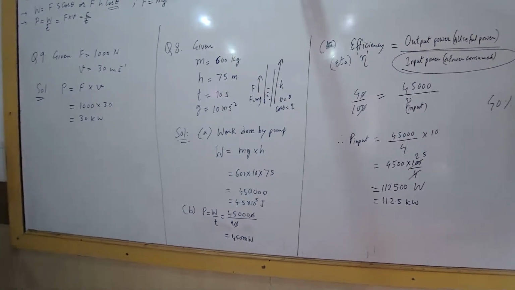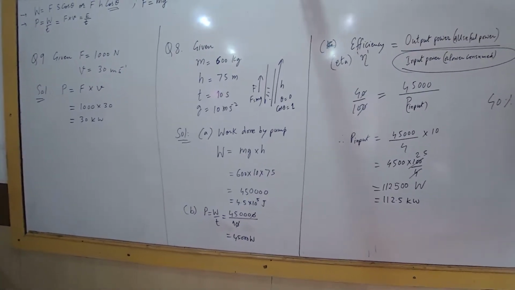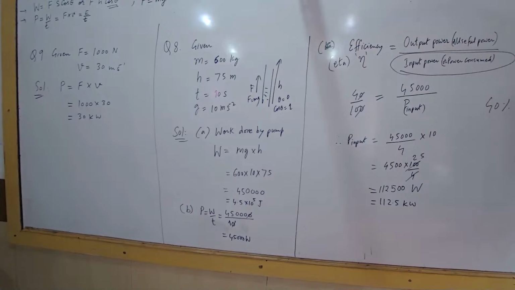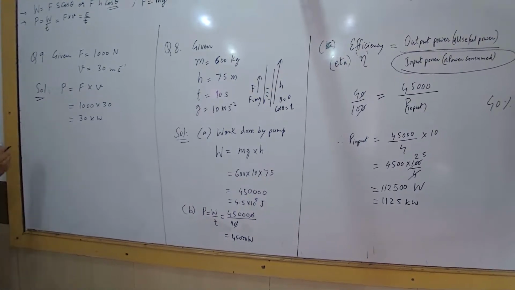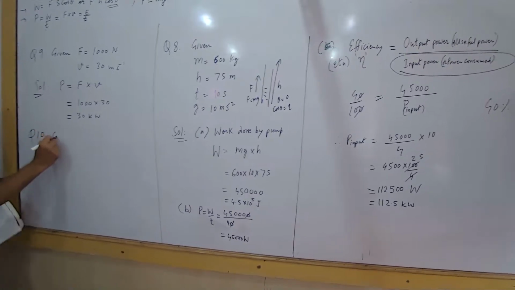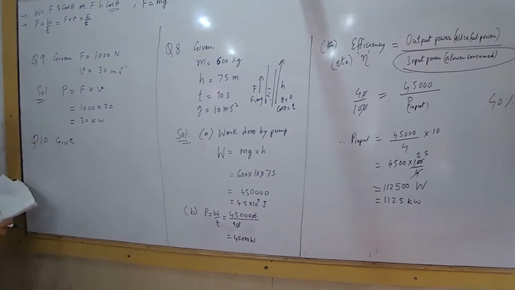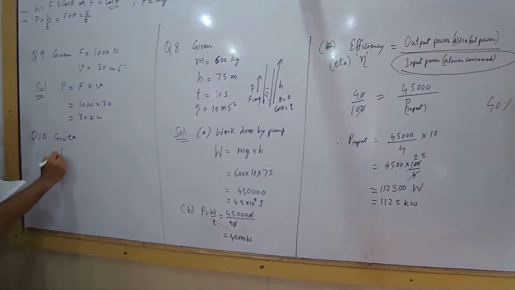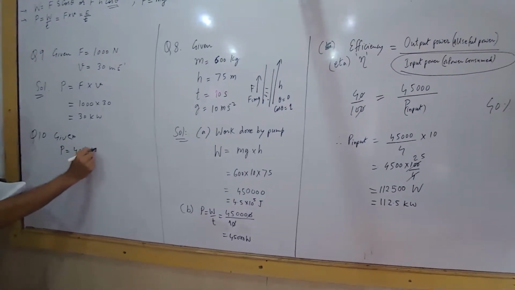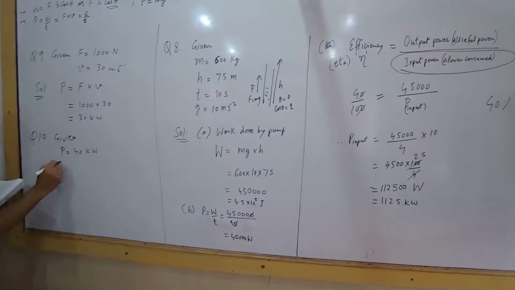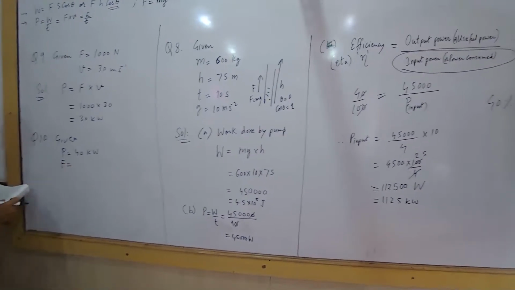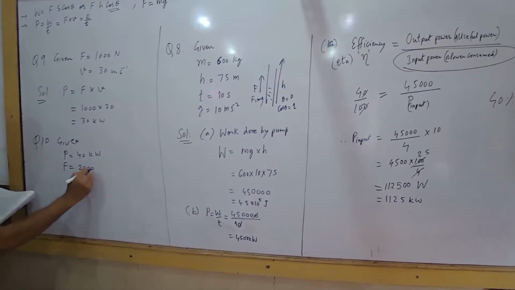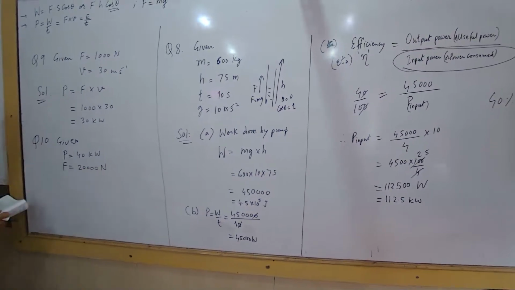Okay, so question 9, everybody okay? You are writing the question. Shall we do question 10? What is given in the 10th? I'll just tell you the formula, okay? Steps you do. Given F, what would be given? Power would be given. Given P is equal to 40 kilowatt, F is equal to 20,000 Newton. Correct?